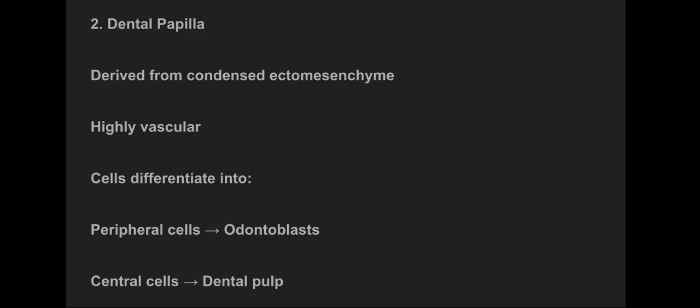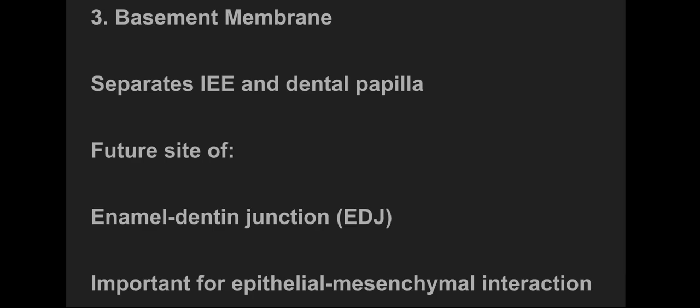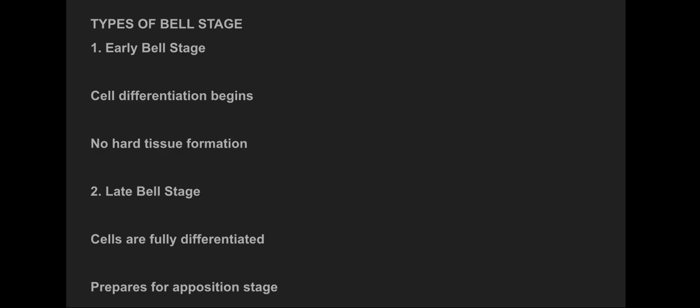Next is dental papilla, derived from condensed ectomesenchyme. Here, highly vascular cells differentiate into peripheral cells, which go to ameloblasts, and central cells form the dental pulp. Next is basement membrane, which separates inner enamel epithelium and dental papilla. Further sites is dento-enamel junction, important for epithelium-mesenchyme interactions.